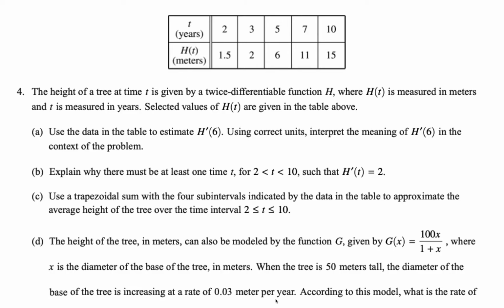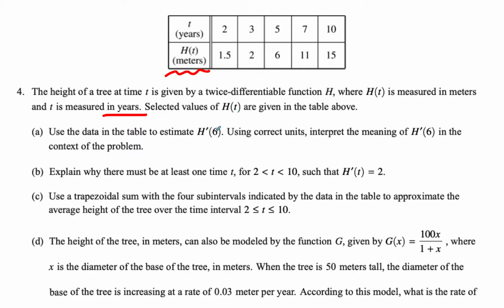2018 number 4 here. It says the height of the tree at time t is given by a twice differentiable function h, and we have a table over here. Now t is measured in years, and h is in meters. Use the data in the table above to estimate h prime of 6.